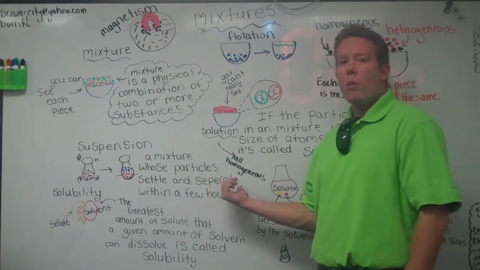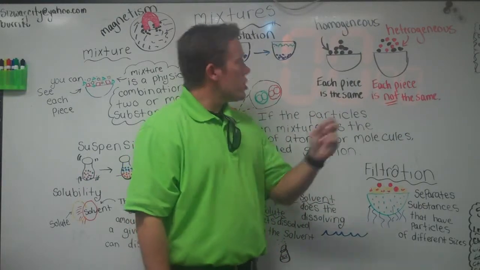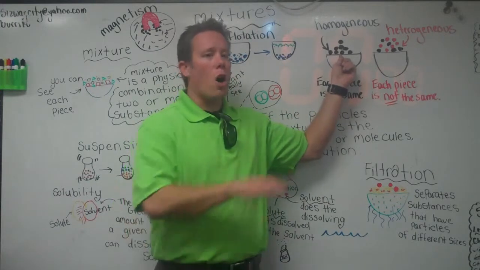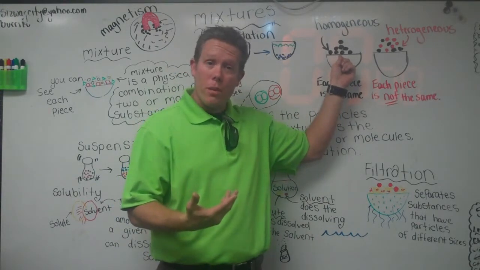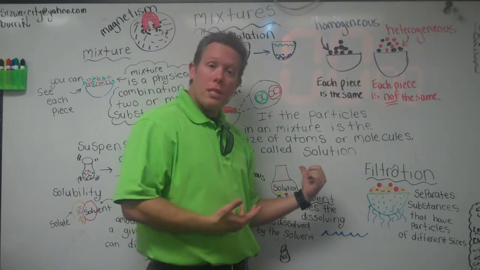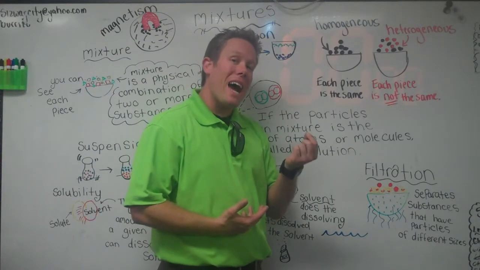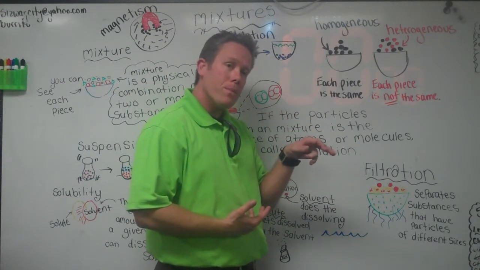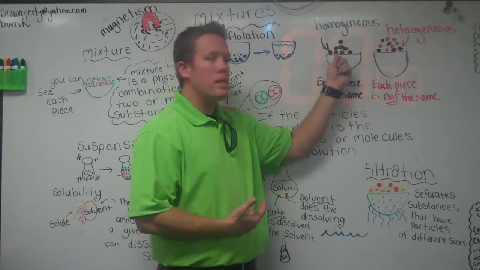All solutions are homogeneous. There are 2 kinds of mixtures: you can have a homogeneous one or a heterogeneous one. A homogeneous one looks all the same. And all solutions are going to be homogeneous because they all look the same, because the individual particles, once again, are the size of atoms. You can't see each individual piece. So all solutions are homogeneous. They all look the same.